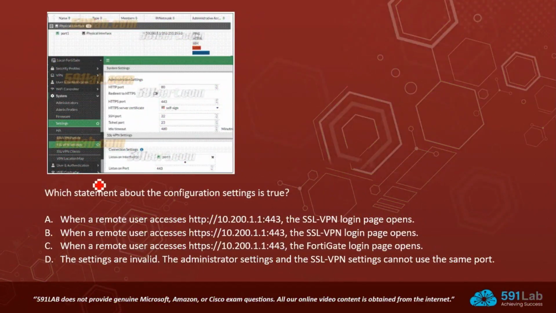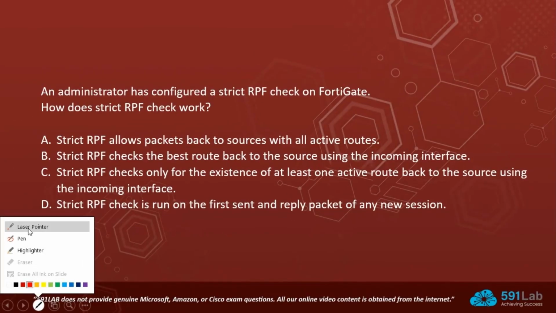Let's go to our first question today. Refer to the exhibit. Which statement about the configuration setting is true? Okay, you can see this image, the SSL VPN configuration page image, and you can see the port 1 IP address is 10.200.1.1/24. Okay, let's go to question number 2.